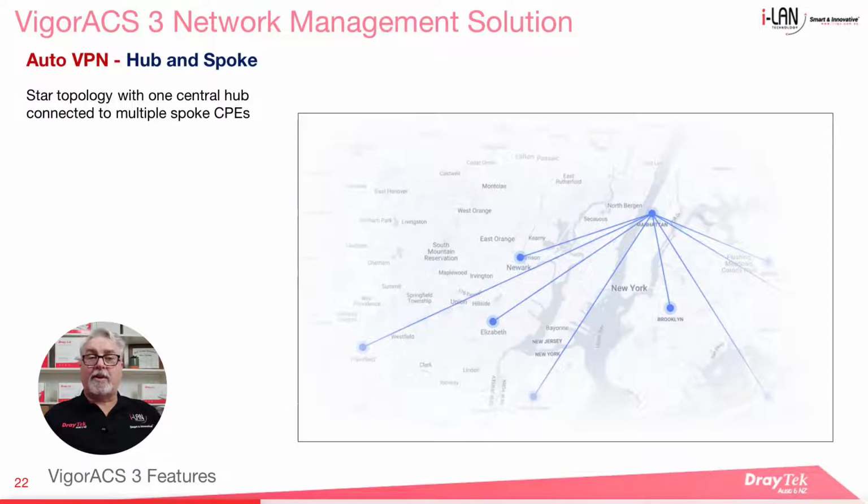VigorACS 3 also has the Auto VPN feature in addition to the wizard. It allows you to set up two types of VPN topology. The first one is hub and spoke. Here you select one of the devices as a hub router, other devices will be regarded as spokes. ACS 3 will automatically create one IPsec tunnel with AES 256 encryption from each spoke to the hub router. If a subnet conflict occurs, the ACS server is capable of designing and suggesting LAN subnets for all devices.